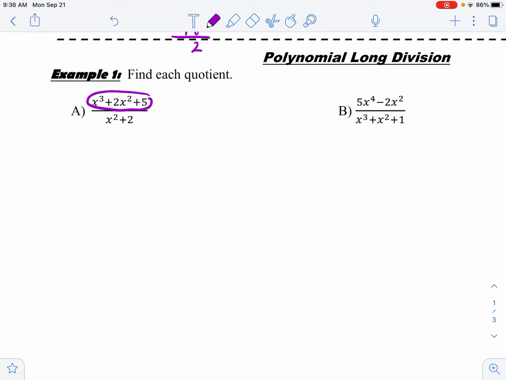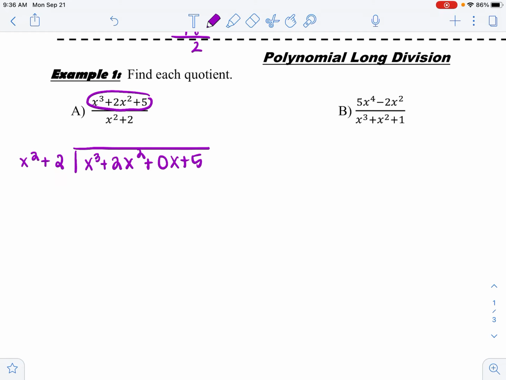You have no x term. So we need to put in a placeholder of there are no x's. So we're going to put in a placeholder of 0x. All right, I'm going to write it down. X cubed plus 2x squared plus 0x plus 5. So you always want to put in a placeholder if it's underneath this long division bar. And then it's divided by x squared plus 2.